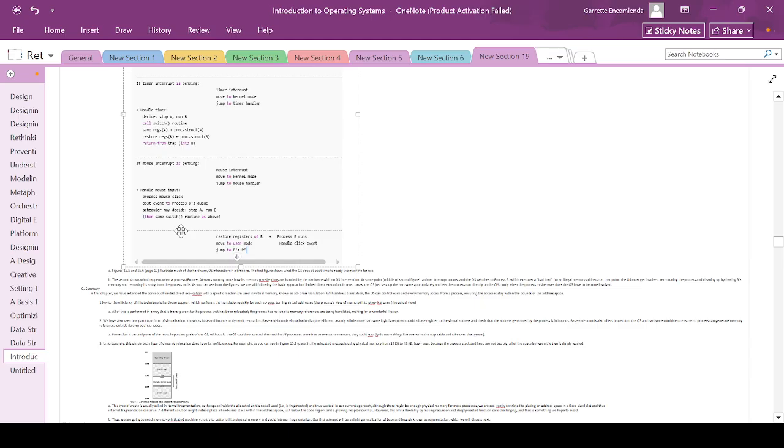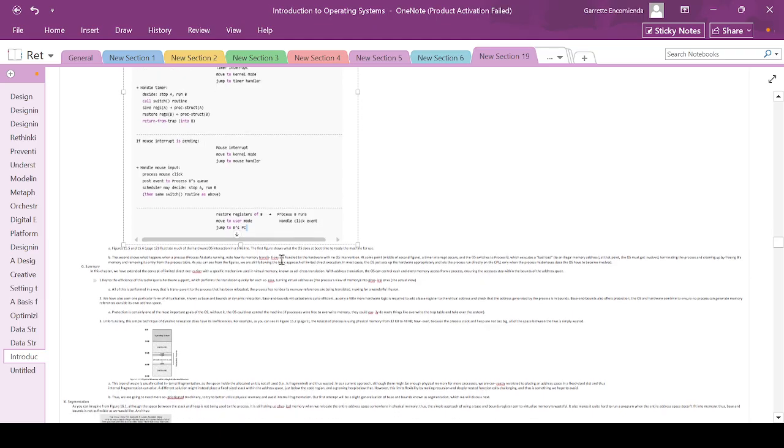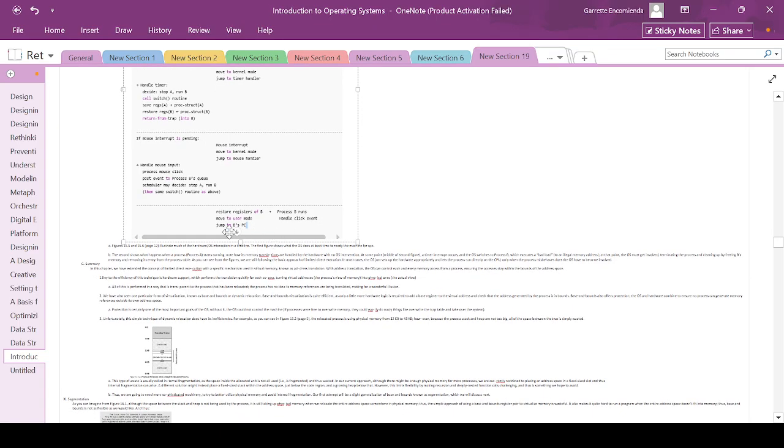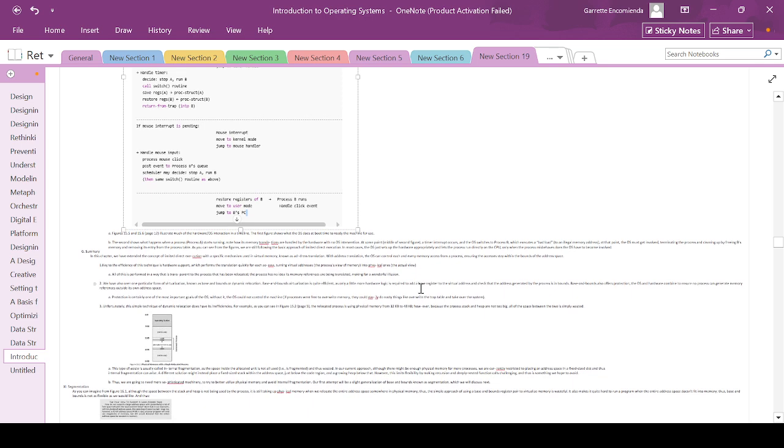Then the same switch routine as above, which is here, does context switching for different processes, and then it will move to hardware. It will restore the registers of B. It will move to user mode, and then the hardware will jump to B's program counter in memory, load that instruction, execute it, and then handle the click event by the user for process B.